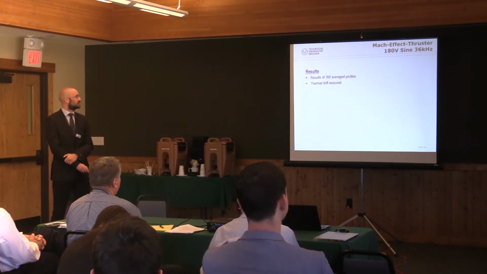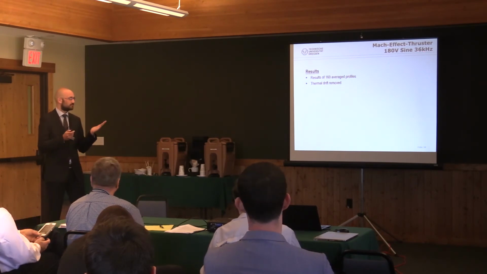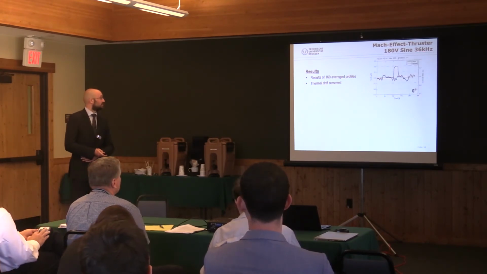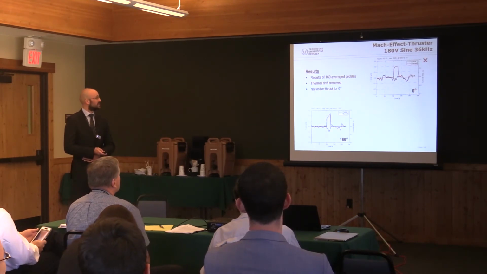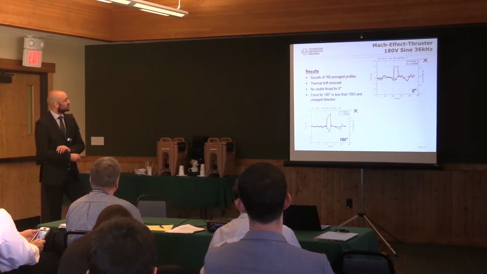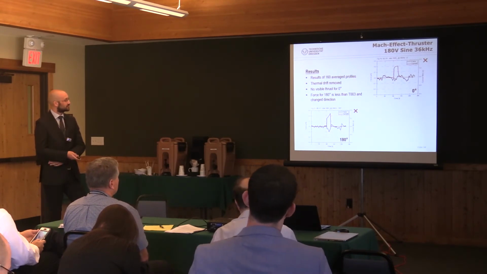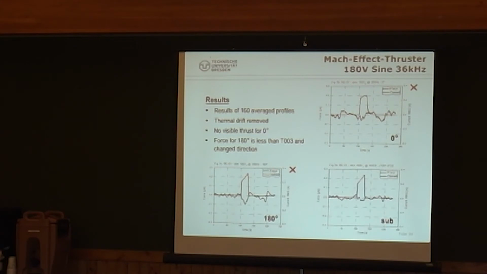So, now to the results. We did 180 volts, and that's basically the first peak. The frequency changed here a little bit to 37 because, yeah, it just changed. So, 0 degree, no force, not good. At 180 degree, we see a small force, but it's way smaller than what we saw with Professor Woodward's thruster. And also the direction of the thrust at 180 degree flipped. Previously it went up, now it went down. So that's not very convincing. And if you subtract both of them, you get no net force at all. So basically there's no force there.